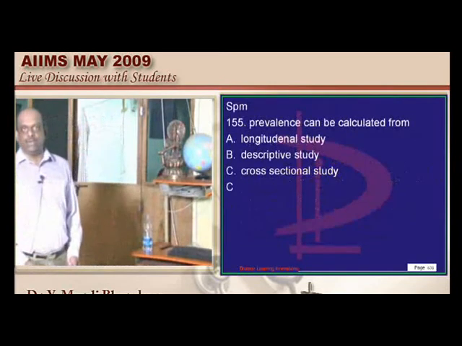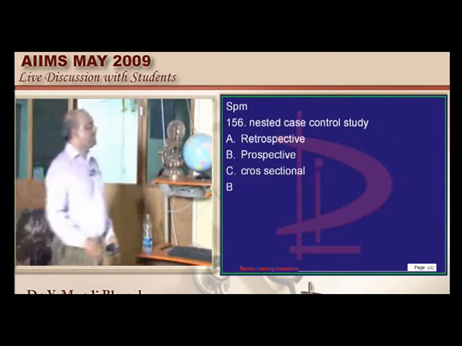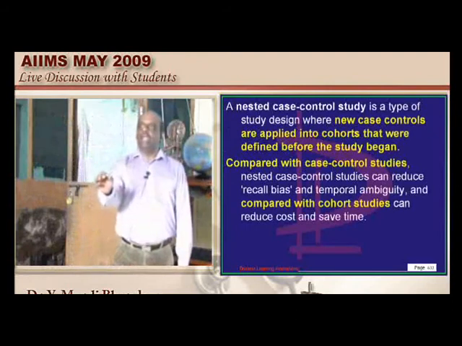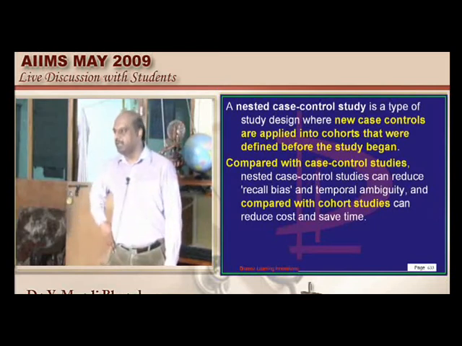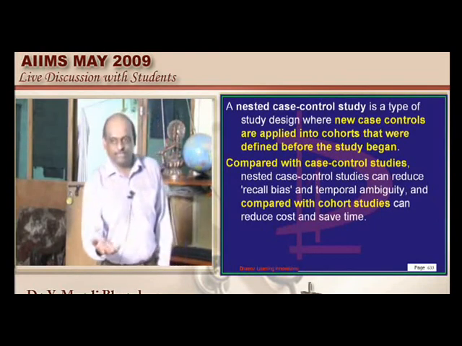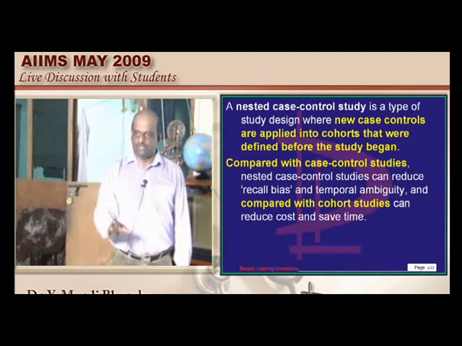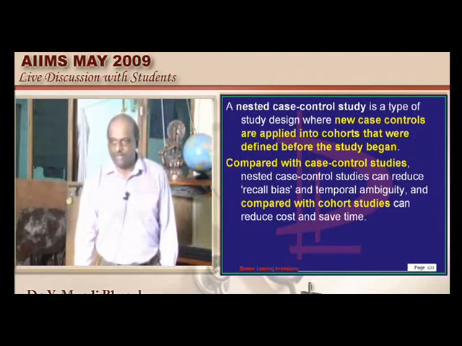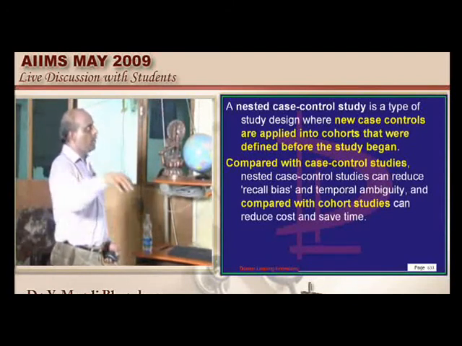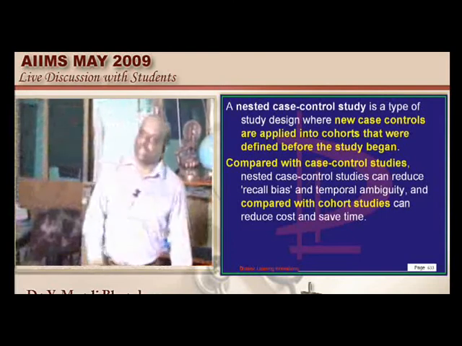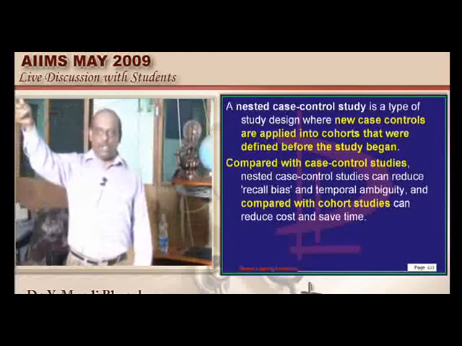Prevalence is calculated by doing a cross-sectional study. What do you mean by nested case control study, doctor? Nested means very simple. Plain case control means, these are my 20 cases, these are my 20 controls with this criteria, and I will complete the study on them. But in nested case control, you will include new cases and controls into the cohort that was already defined before the start of the study, then it is called nested. So nested is an example not of a retrospective, rather a prospective study.